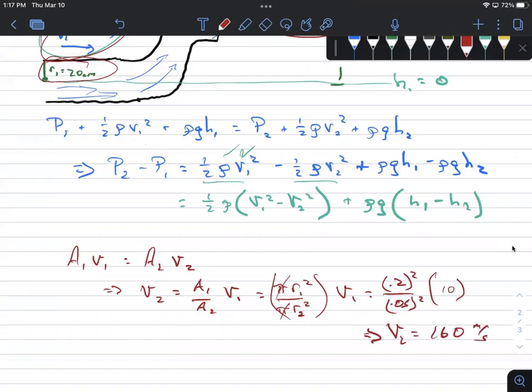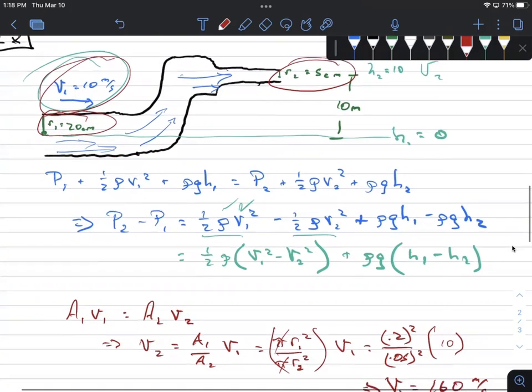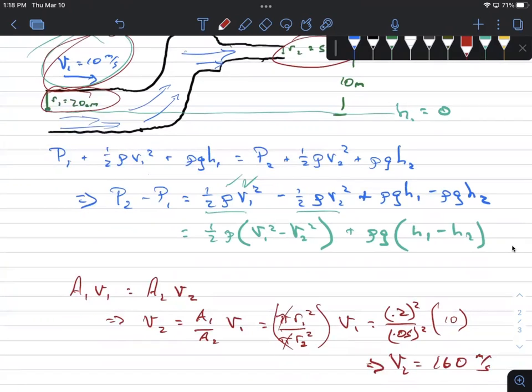Now again, before I use it, I'm going to ask myself if this makes sense. V2 is 160, V1 is 10, so the velocity went up. Should it have gone up? Well, let's look at the problem. I had a pipe that was big, and then it shrunk down to a smaller size. Every time you make the pipe smaller, the velocity should get bigger. So indeed, 160 makes sense. So I can trust this is the right answer.